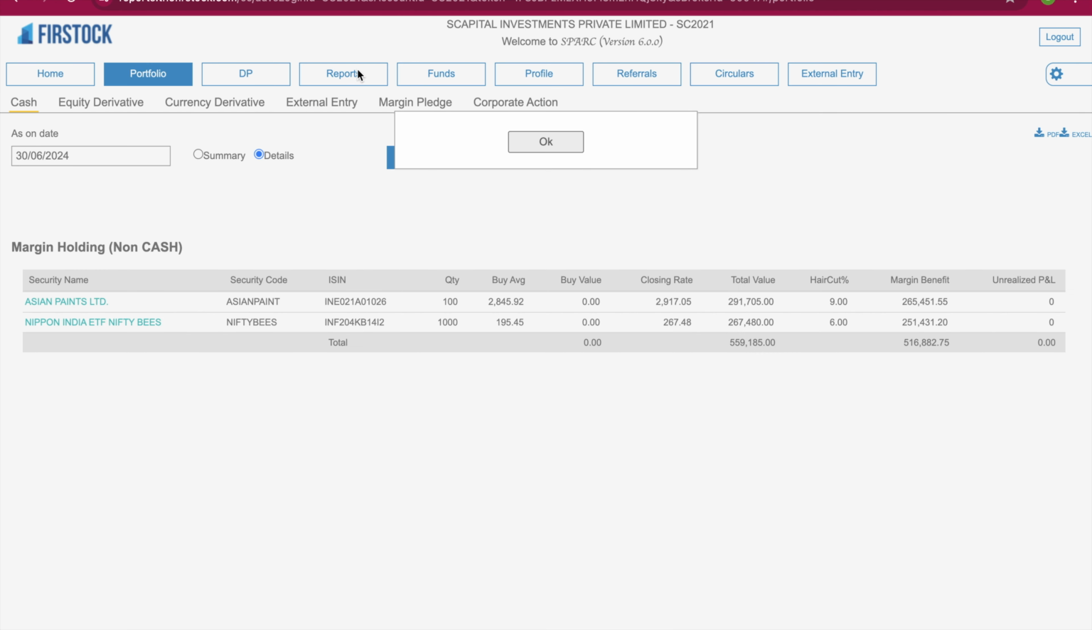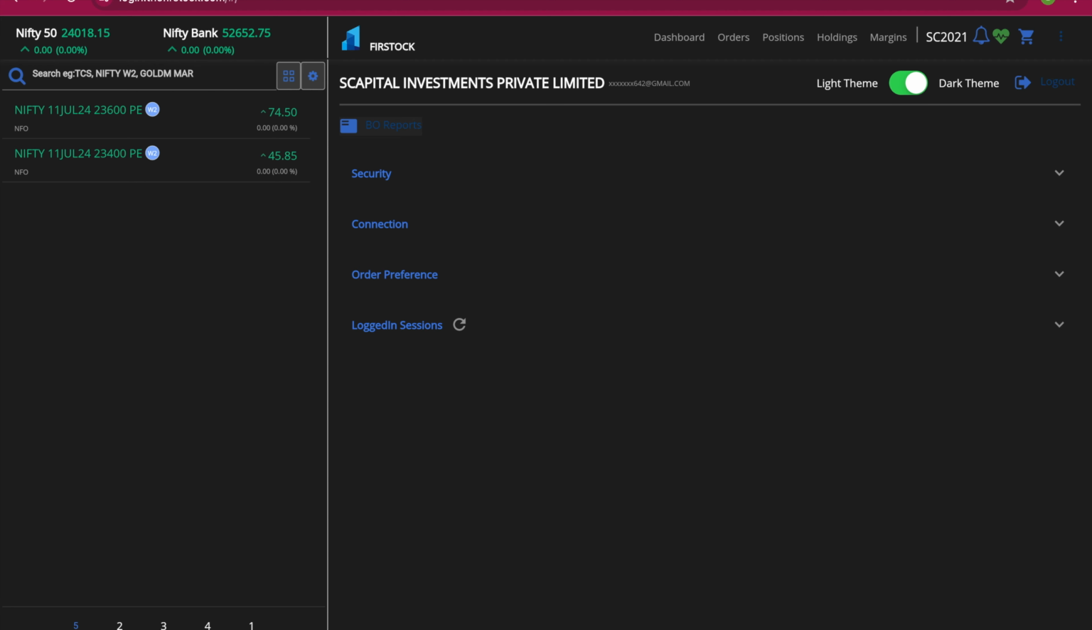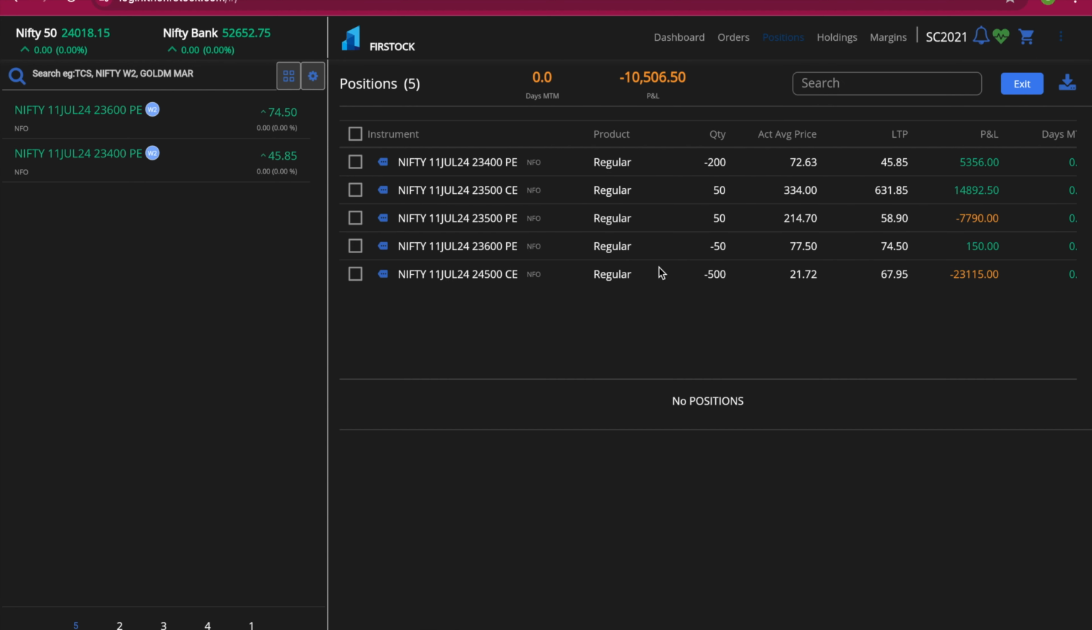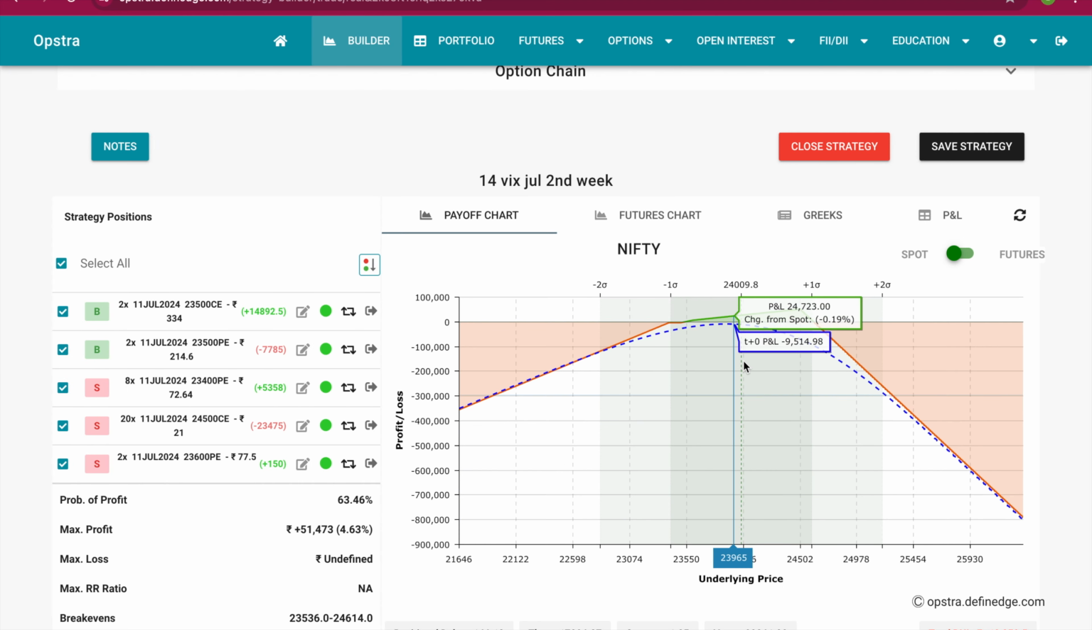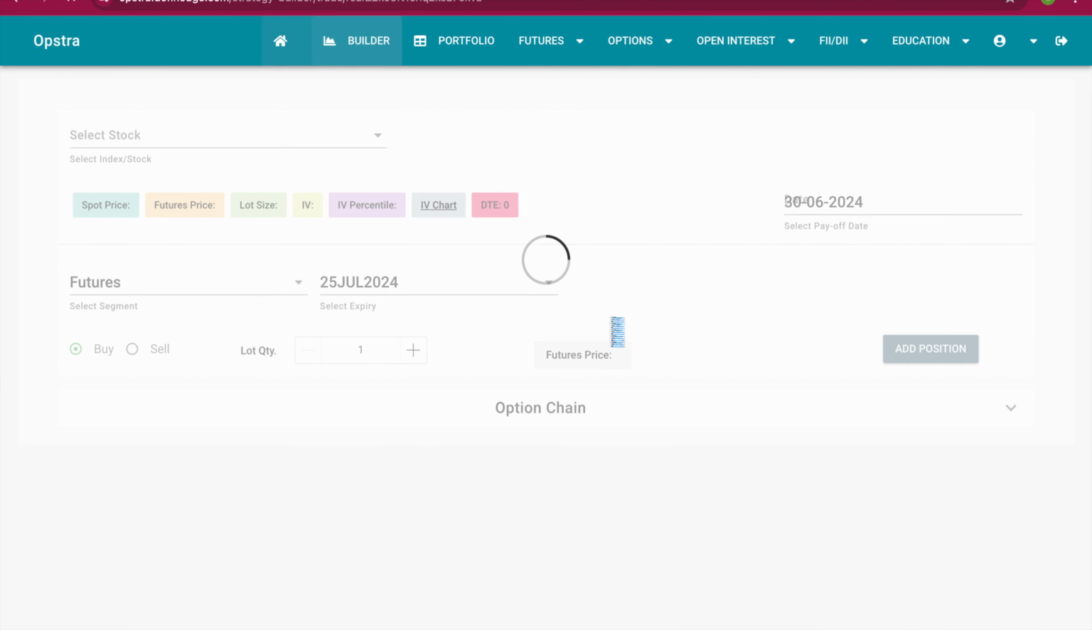I'll just show the portfolio. I just have Asian Paints and Nifty Bees, so the portfolio is not that interesting. Let's go ahead and check the positions. This is my July month positions. I'll tell you the logic of this position. Here I'll reload.